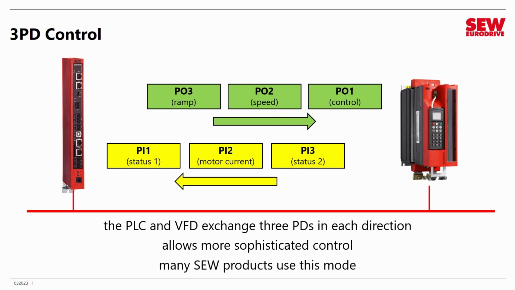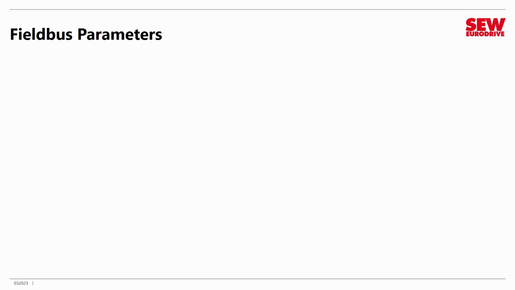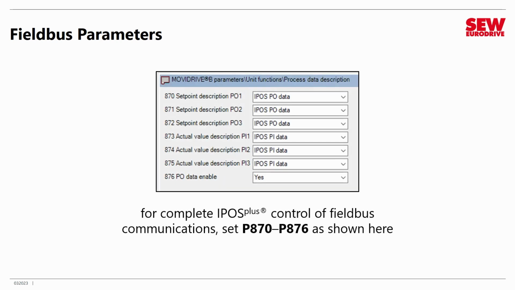And there are other control modes. For example, some products use 5 process data words, or even more. It just depends what the application is. But 1PD and 3PD are very, very common. So if we're going to program Fieldbus communications in IPOS, what do we have to do? Well, surprisingly little. It's actually pretty simple to set up Fieldbus communications. We do need to do one thing.